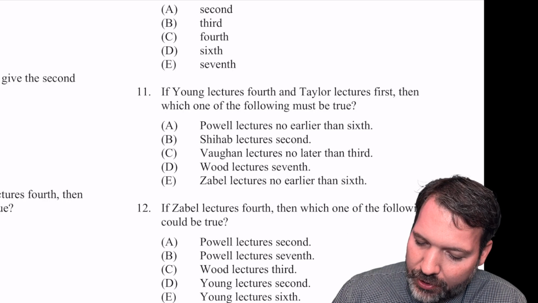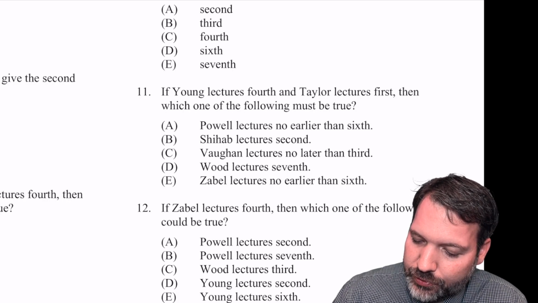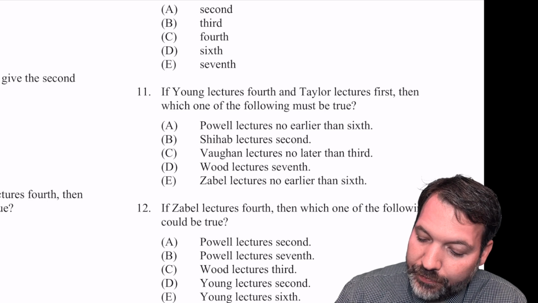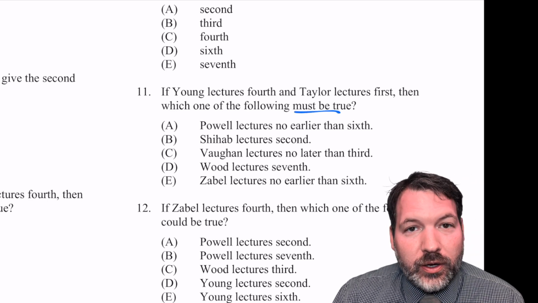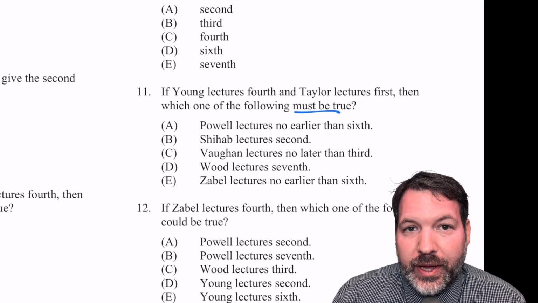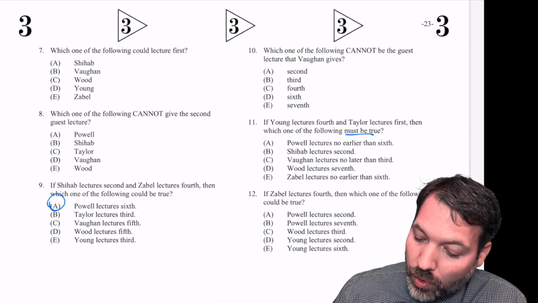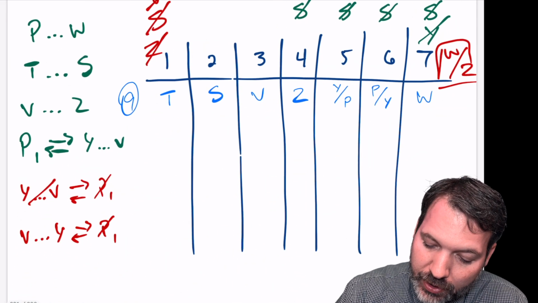All right, number 11 is our next specific question. If Young lectures 4th and Taylor lectures 1st, which of the following must be true? Now, this is a little bit different. We're looking for what must be true now, not just what is a possibility. Y is 4th, Taylor is 1st. Let's go ahead and put that down.